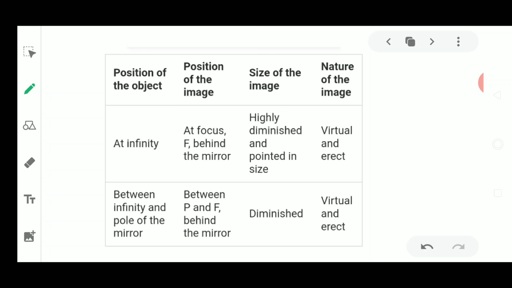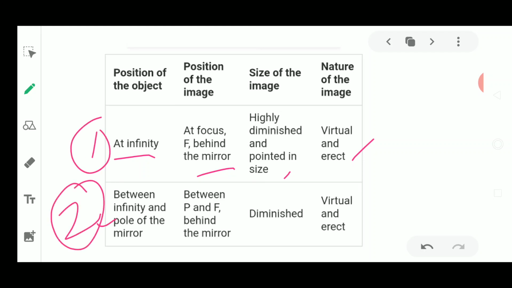Now if the position of the object is at infinity, the position of the image will always be behind the mirror. It is at focus, highly diminished, virtual and erect in nature. Next, the position of the object is between infinity and pole, as we discussed, only these two positions of the object in the case of a convex mirror.